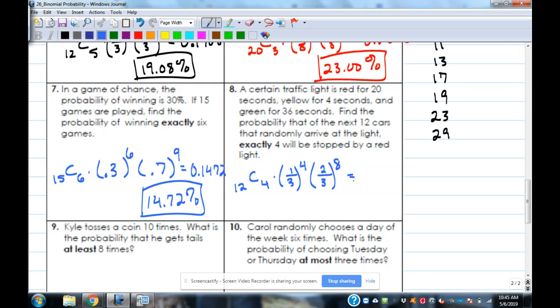Working that out, what do we get? 2, 3, 8, 4. And then that'd be 23.84% probability of getting stopped by that light. Exactly 4 of the next 12 cars that come up there.